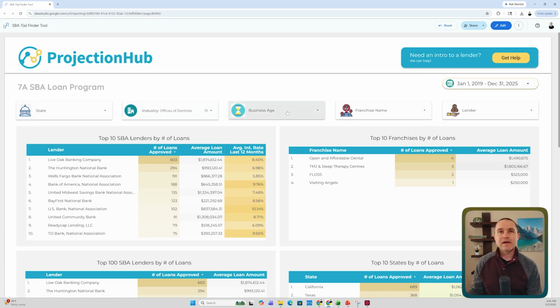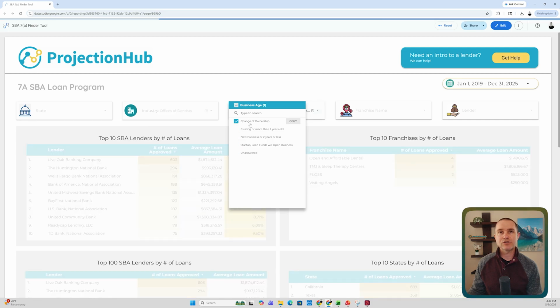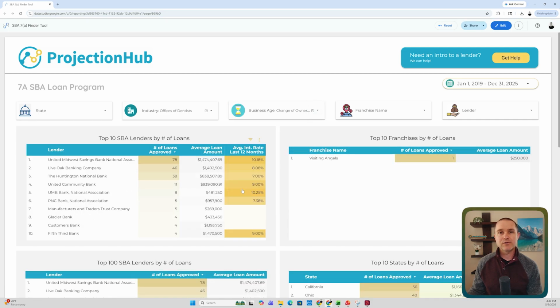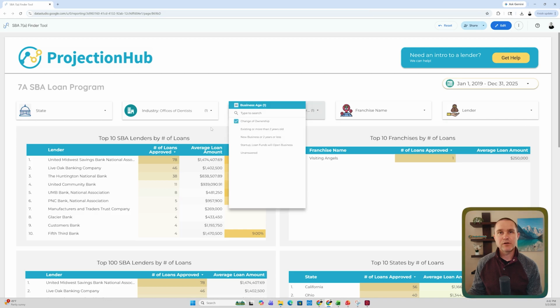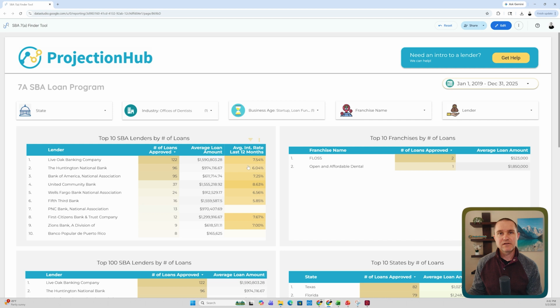You can also now sort by whether it was a startup or an acquisition. If we want to look at acquiring an existing dental office, let's look at change of ownership here. We can see what our rates are. If we want to look at just startups, let's see how that changes things. We're not seeing things really jump out at me necessarily, but dental offices just in general are going to be lower cost interest rates than what we see with other industries.